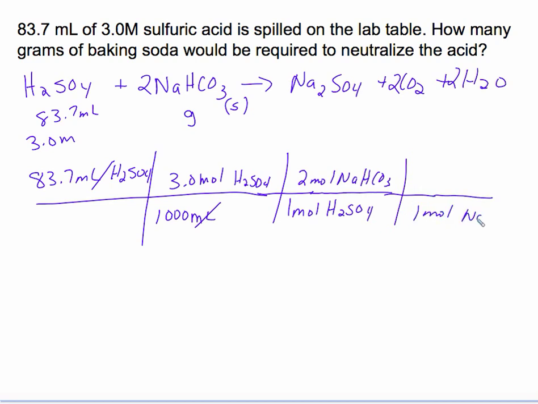But we want grams of baking soda, so we've got to change moles of baking soda to grams. If I round it off a little bit, 84 grams is the molar mass. And then if you do all the math there, you end up getting, let's see, what did I get for that? I guess if I round it off, about 42 grams of baking soda that it would take.